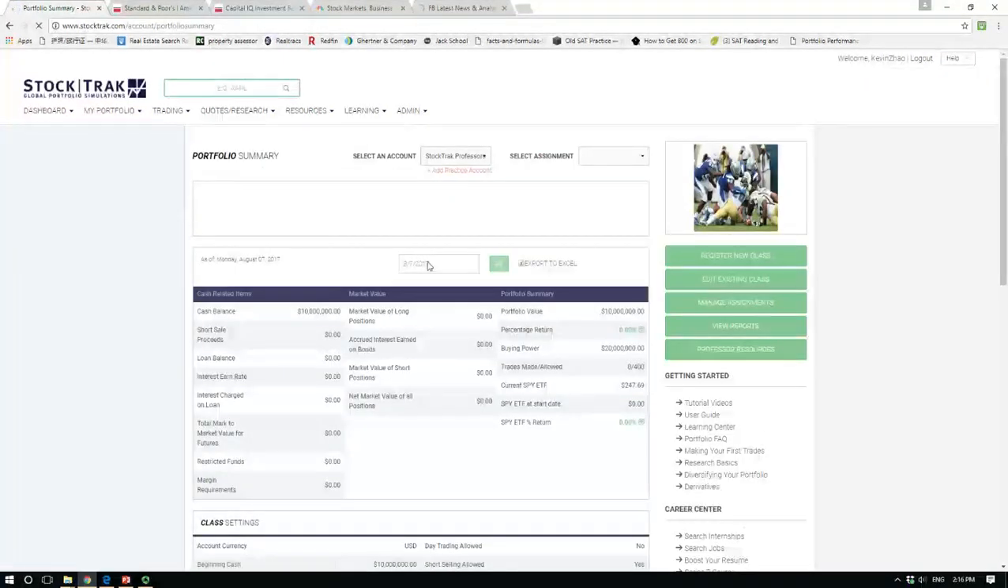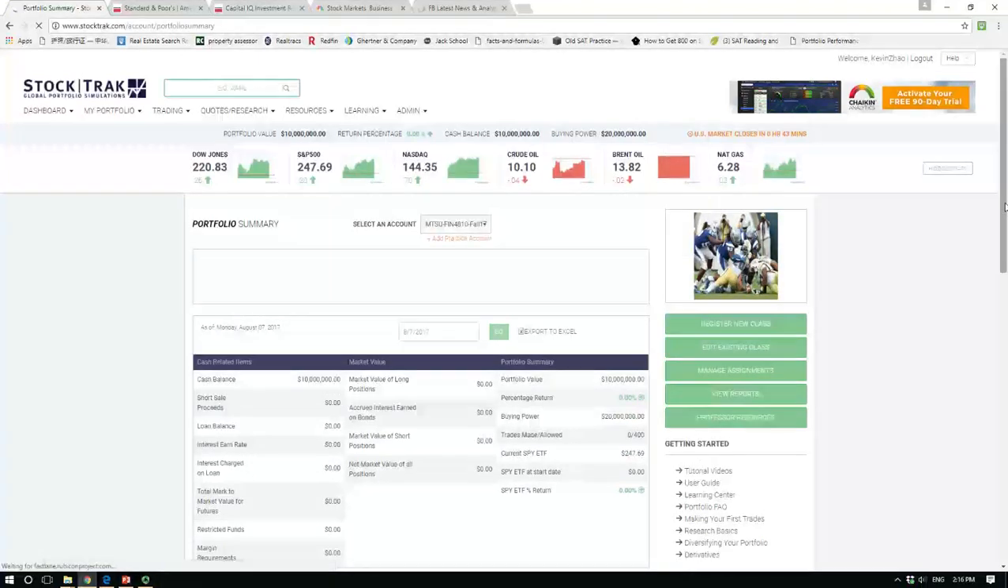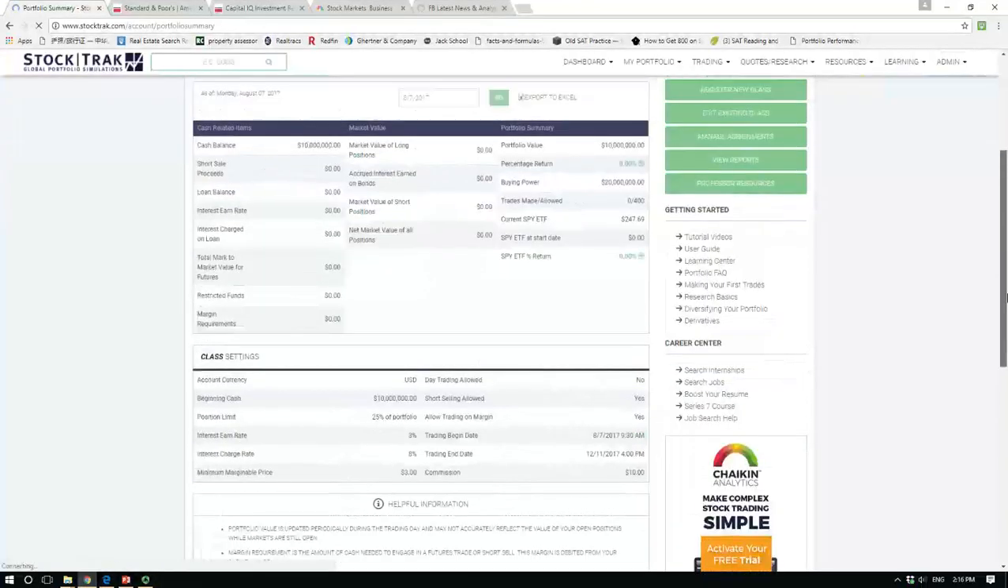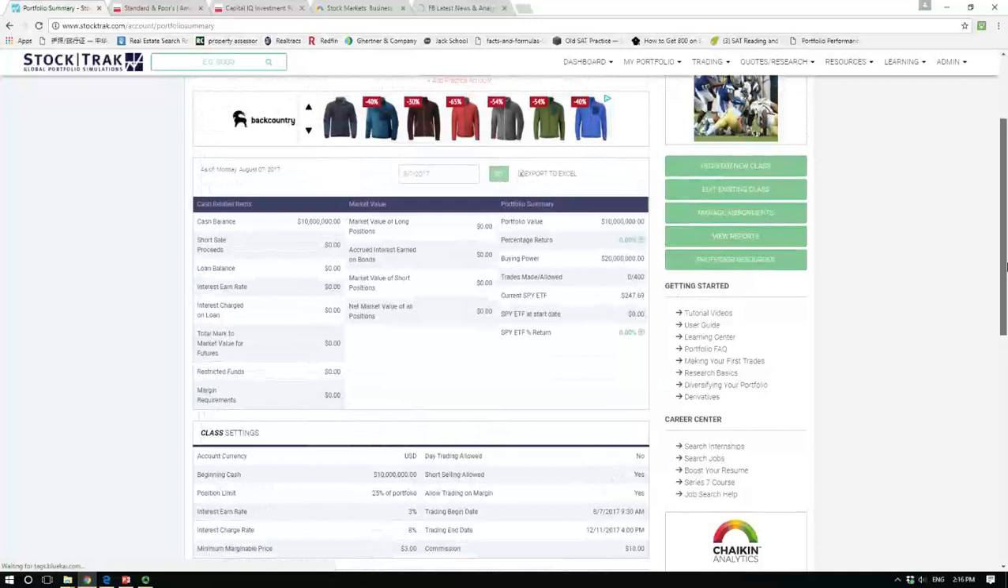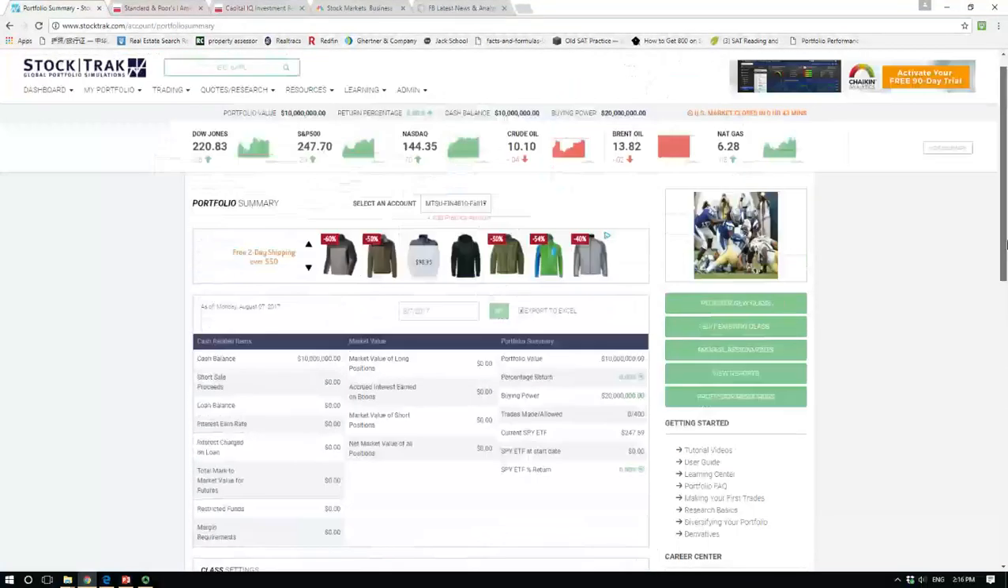At this point, once you register into this game, you will see there is $10 million sitting in your account, waiting for you to trade. And your buying power is $20 million, which means you can do margin trades, right? And you can amplify your position up to 20 million US dollars.